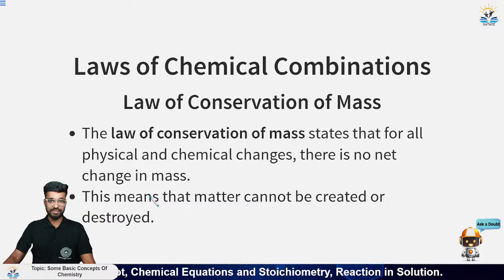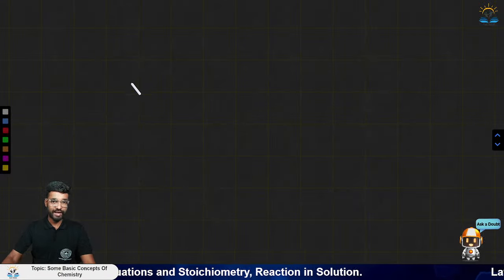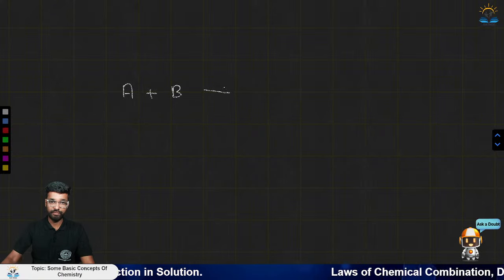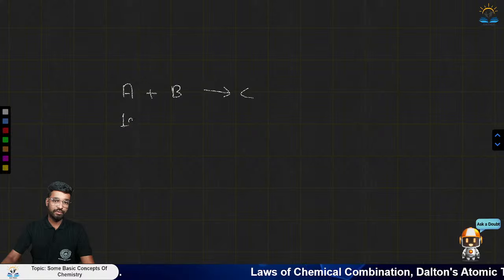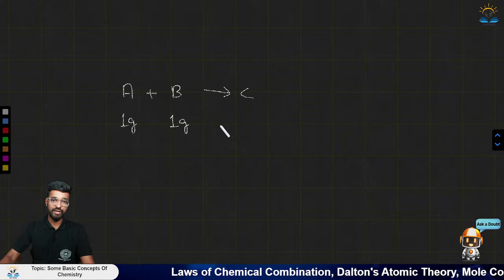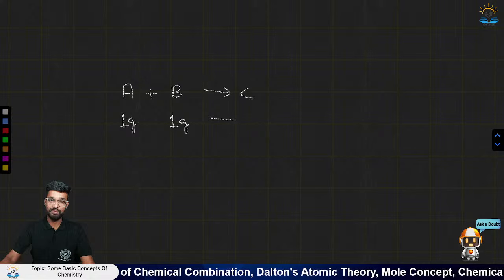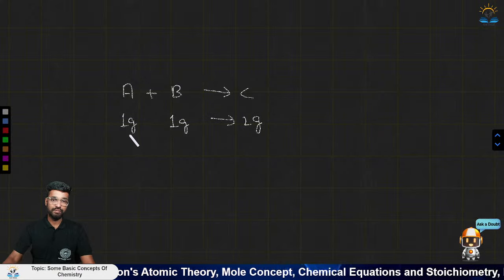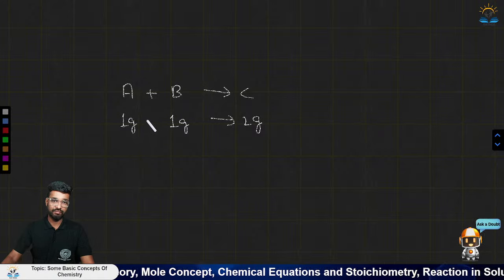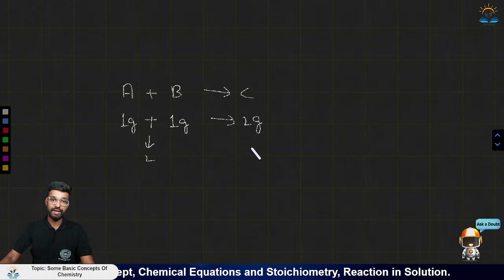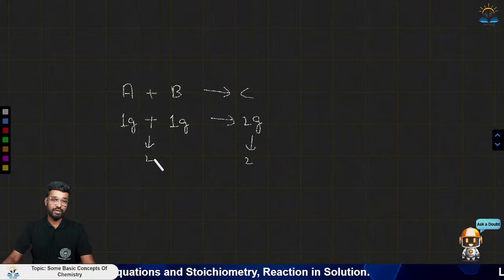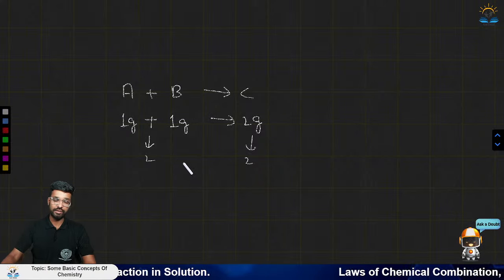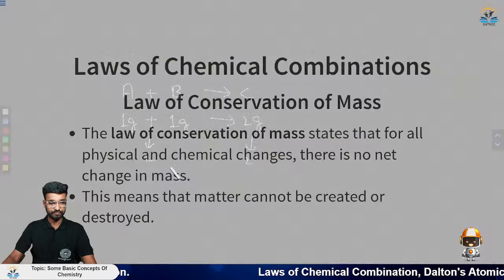Suppose we have a reaction occurring in which A is reacting with B, and the product C is formed. Suppose we are taking 1 gram of A and 1 gram of B. The product formed will have 2 grams of C. You can see here that the total weight of the reactants is 1 plus 1, which is 2, and this is also 2. So I mean that the mass is neither destroyed nor created during this reaction. It remains the same throughout the reaction.